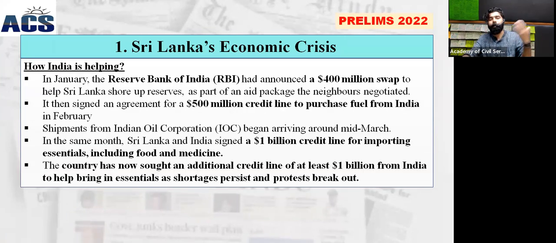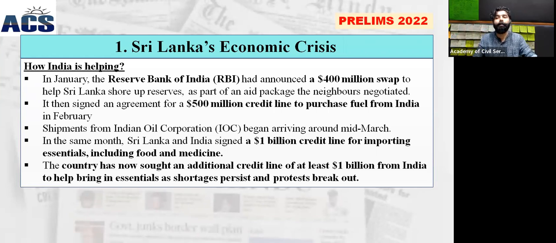Now India is helping. A lot of financial assistance has been given, with the RBI announcing $400 billion as a currency swap with Sri Lanka, as well as a $500 billion line of credit given to Sri Lanka for purchasing fuel from abroad in order to address the shortage of fuel. We also extended assistance of $1 billion to Sri Lanka for importing essential goods like food and medicine, which will help the people of Sri Lanka.